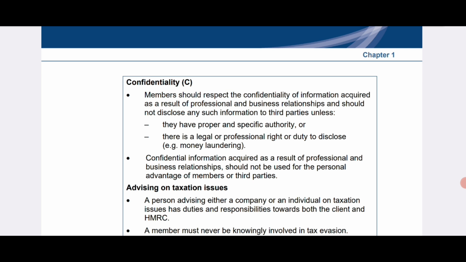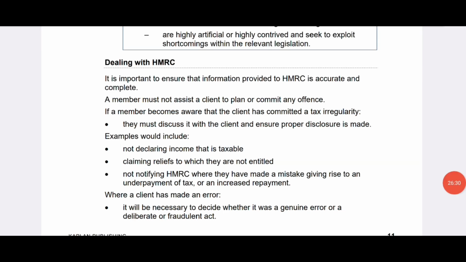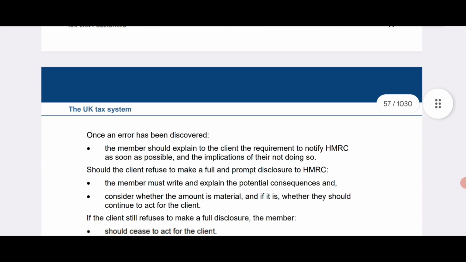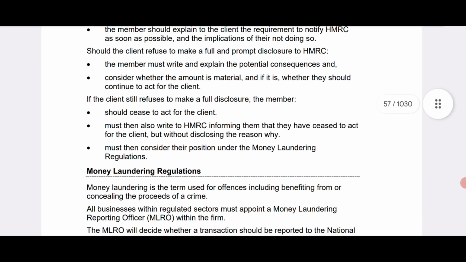If he or she is found to have breached the contract or the conditions, big penalties will be imposed. Students dealing with HMRC, it is important to ensure information provided to HMRC is accurate and complete, because wrong information can cause a company problem, as well as the member who is not taking care to provide the right information. So these bullets are very important to memorize. These are basic things, so maybe they will test you in their objective questions.